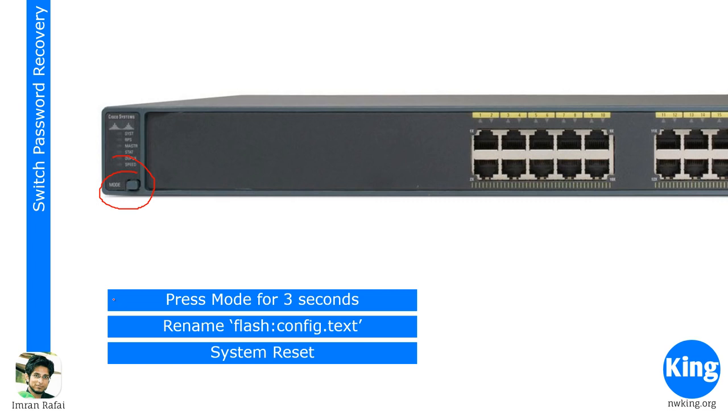In that mode, you first initialize flash, and inside flash there is going to be one file called flash:config.text. This is the configuration file in a switch. What we would do is rename that config file to config.old or whatever you want, and then do a system reset.